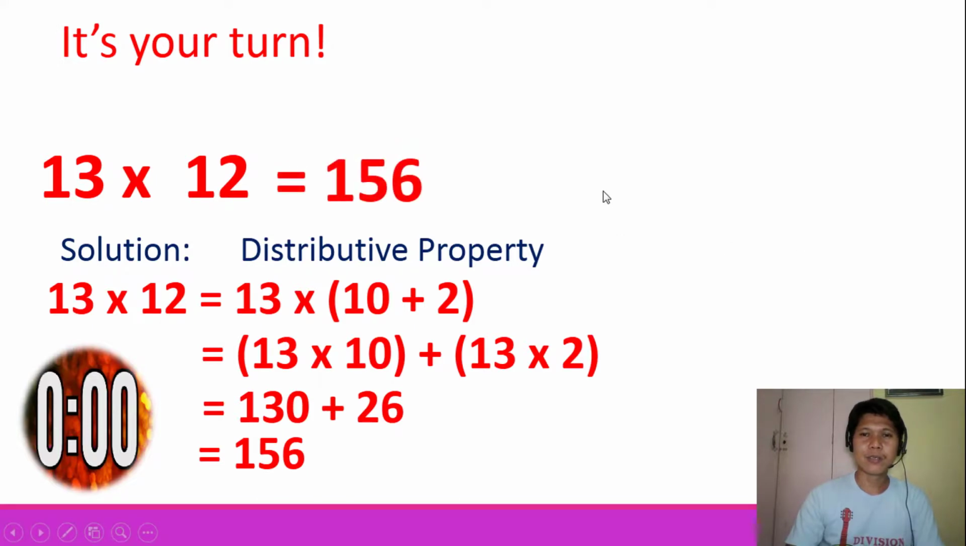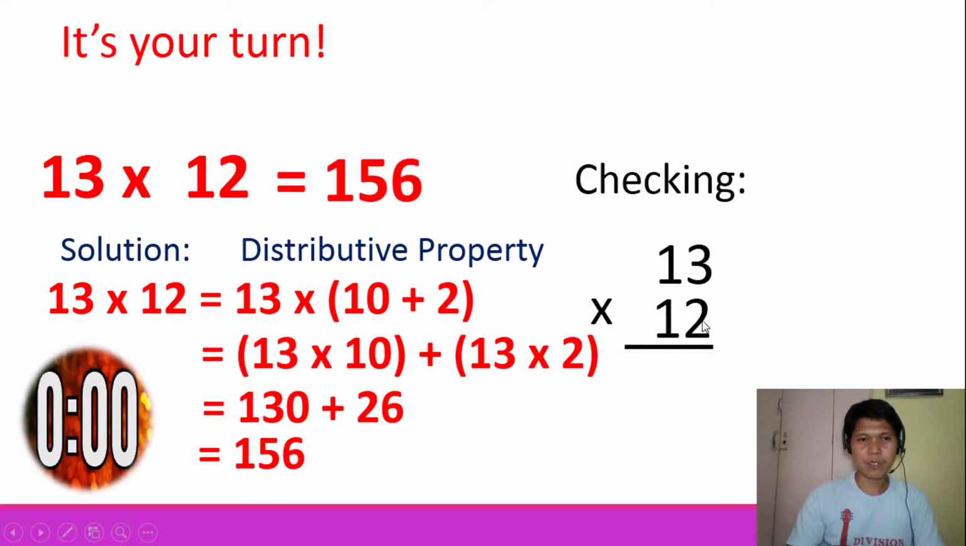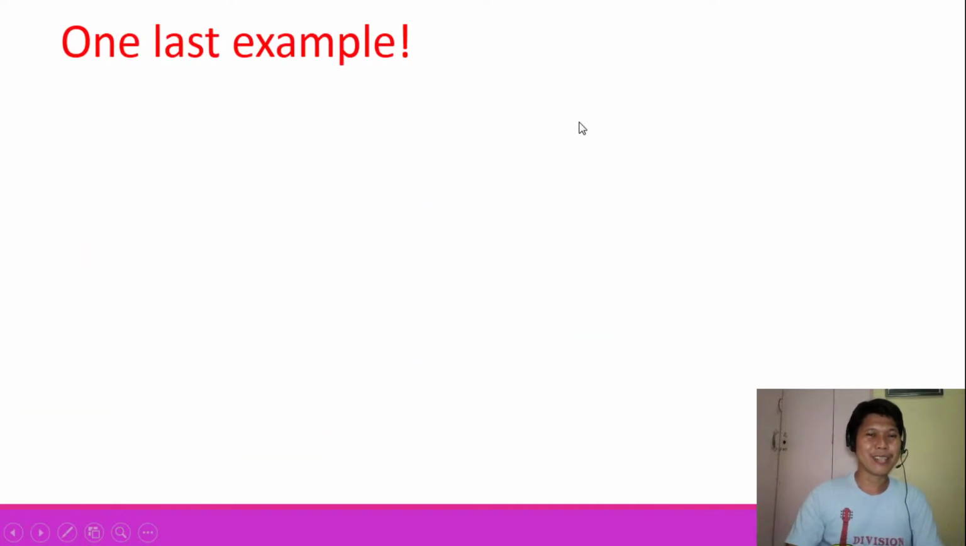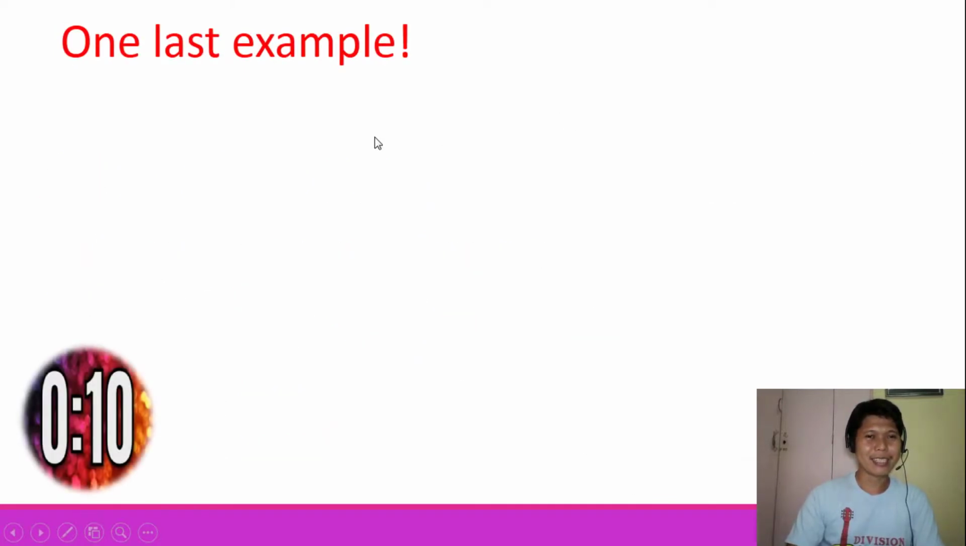Okay, so let's try to check. 13 times 12, so 3 times 2 is 6, and 1 times 2 is 2. 1 times 3 is 3, and 1 times 1 is 1. Then we add, bring down 6. 2 plus 3 is 5, and then bring down 1. The answer is 156. Okay, did you get the correct answer? You have one last example. It's your turn again. Solve this one in just 10 seconds.